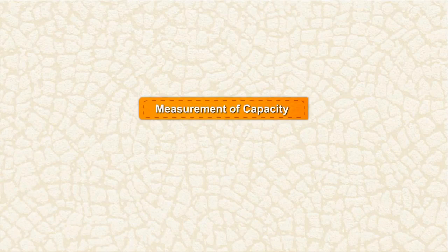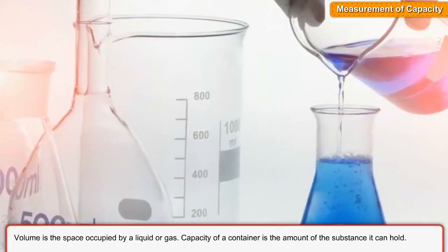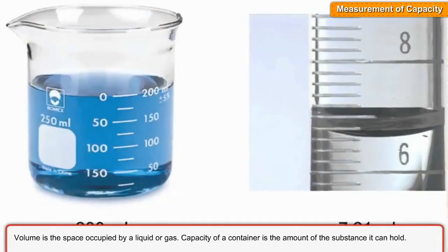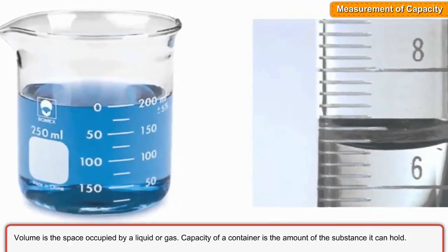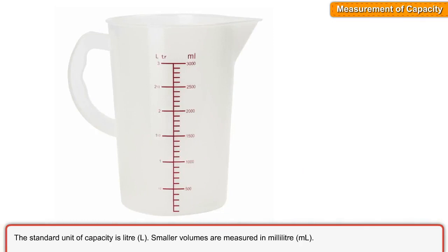Measurement of capacity. Volume is the space occupied by a liquid or gas. Capacity of a container is the amount of the substance it can hold. The standard unit of capacity is liter, L. Smaller volumes are measured in milliliter, ml.